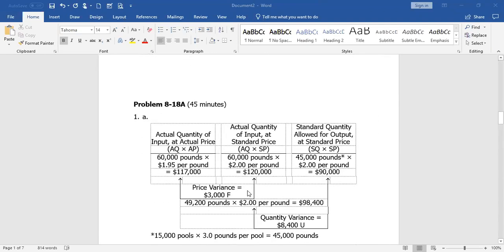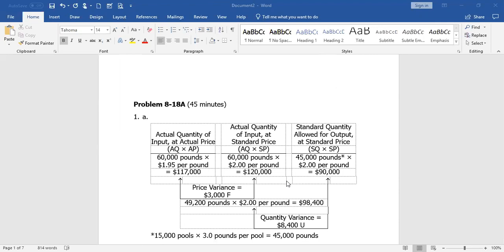All right, so here's our first one, where we're going to calculate the variances for materials price and quantity for the month of June. Now what we want to do is first take our actual quantity of input at actual price. So 60,000 pounds was what they actually purchased times $1.95 per pound.